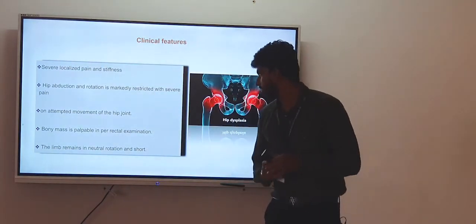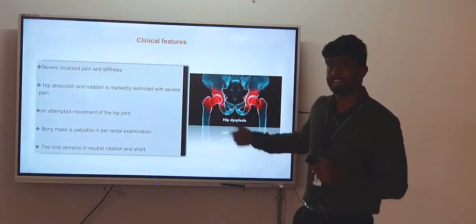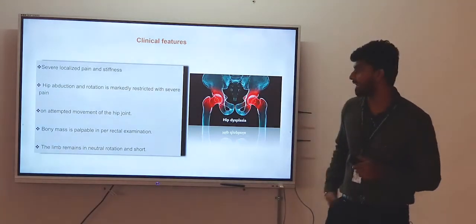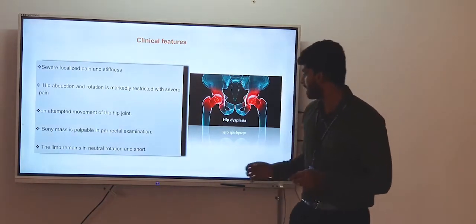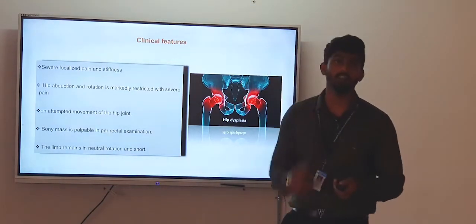A bony mass is palpable in rectal examination. If you examine the rectal area, the mass will be palpable over that area. The limb remains in neutral rotation and it will be short.